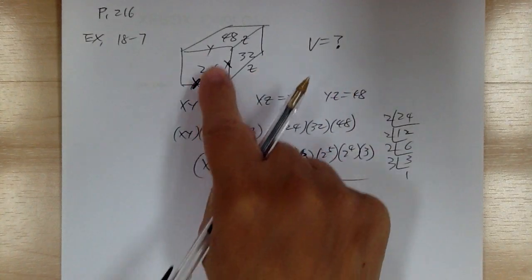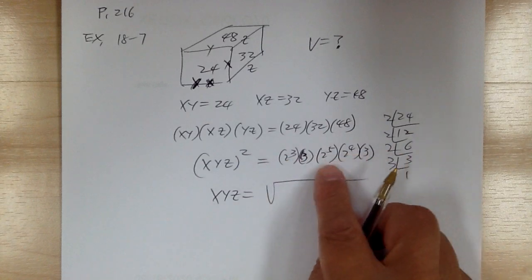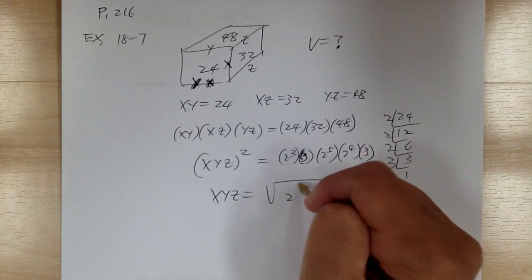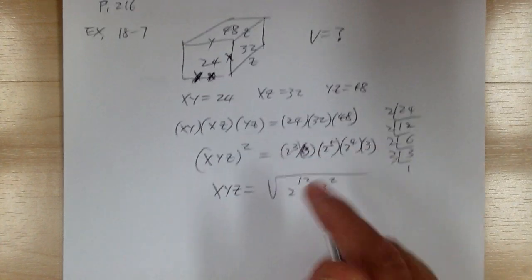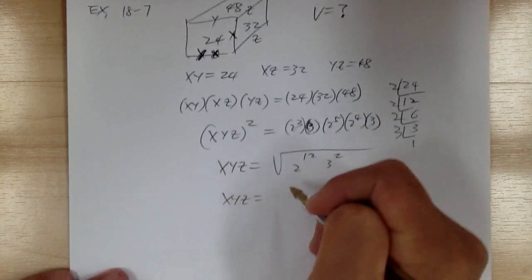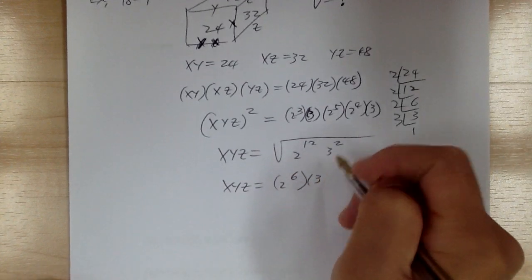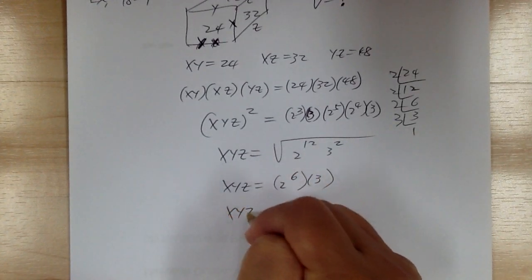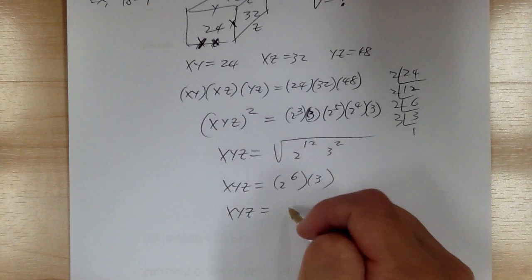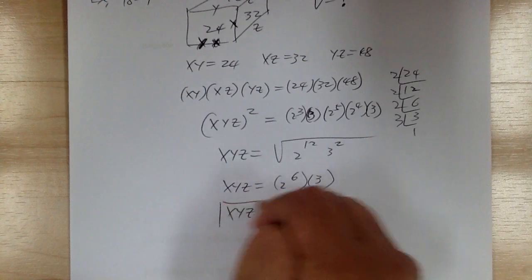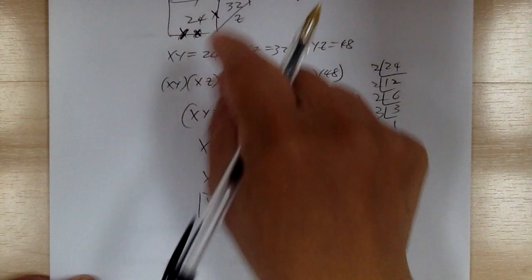So you don't need to look for x, y, z by themselves. I'm going to combine all this together, so it'd be the square root of 2 to the 12 times 3 to the 2. And so the square root of that, xyz, would be equal to 2 to the 6 times 3. So xyz would be 64 times 3, which gives you 192. And that's it. You don't even need to look for x, y, z individually.